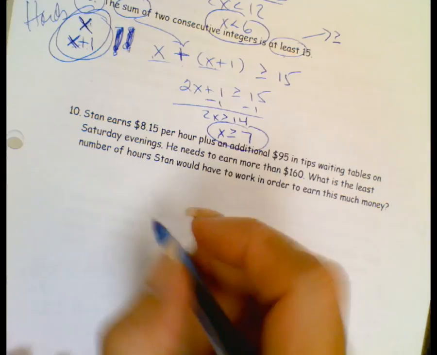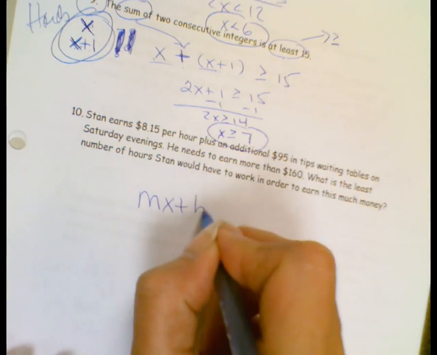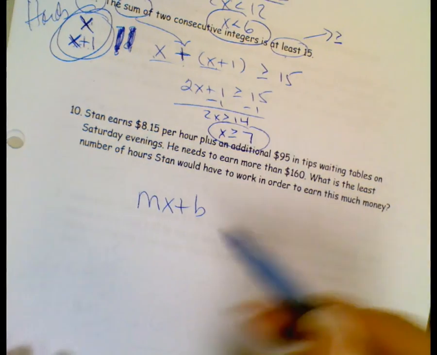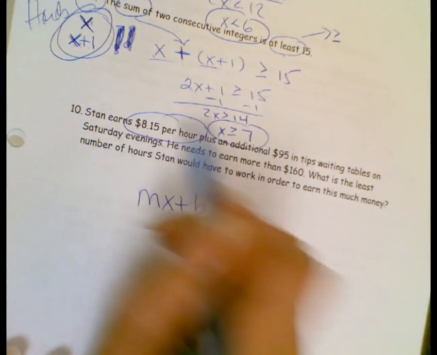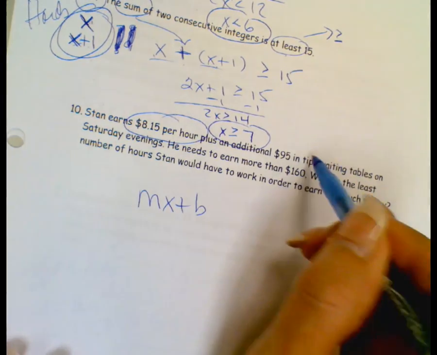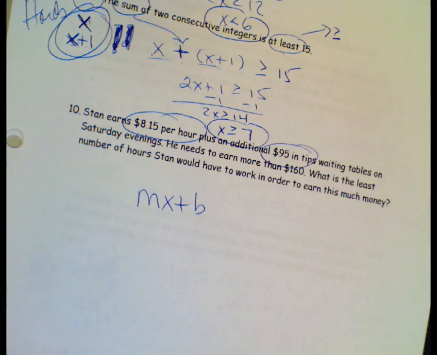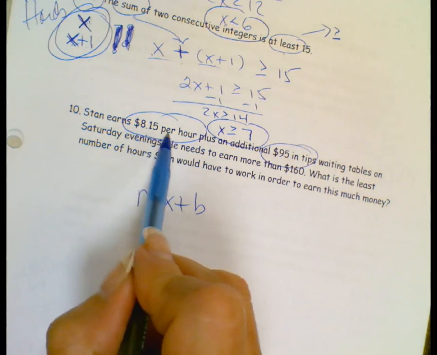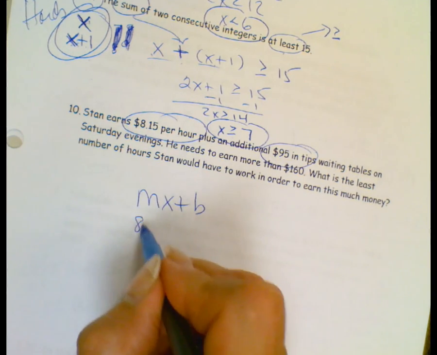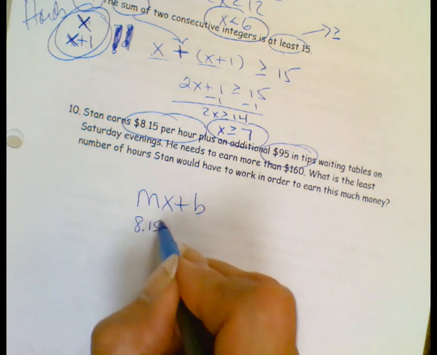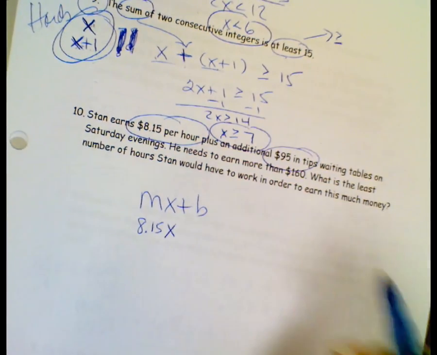All right. So it's the mx plus b again because it's changing. So he earns $8.15 an hour plus an additional $95 in tips. Which one is the slope? Which one's the y-intercept? Which one actually changes per something? Do you guys see how this is per hour? That's your slope. Per something means it's changing every hour.